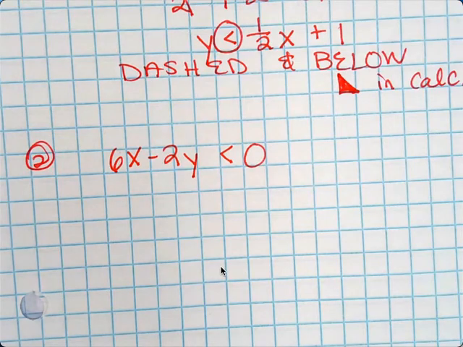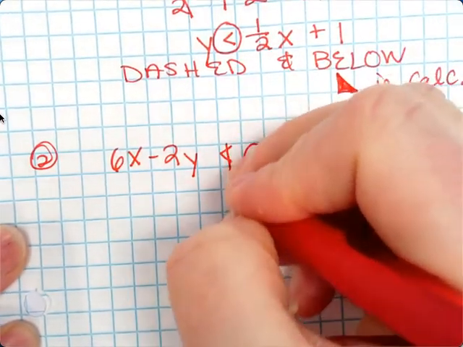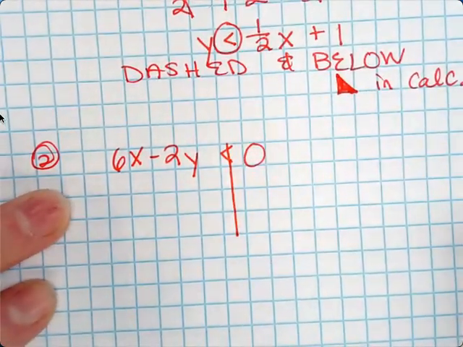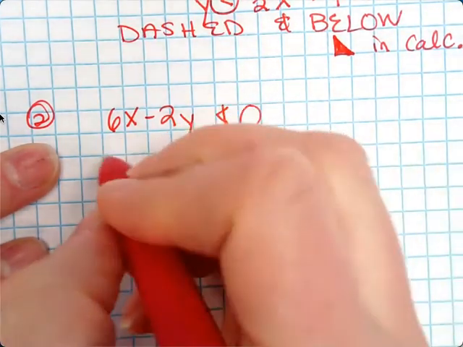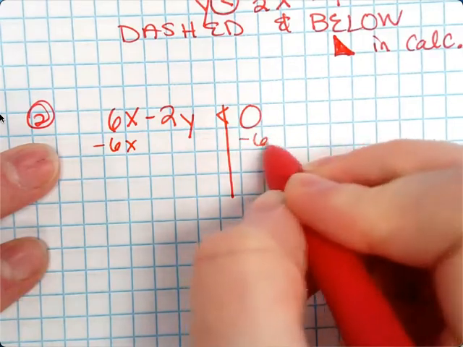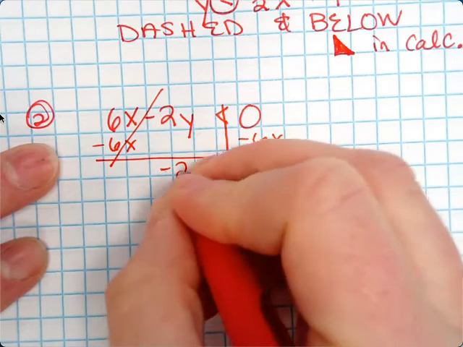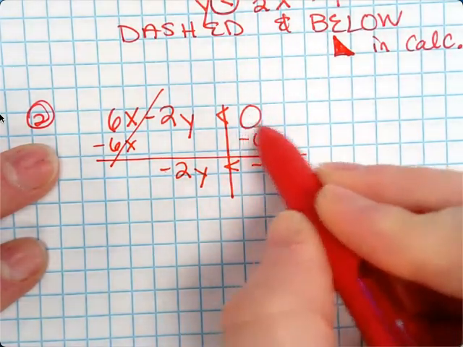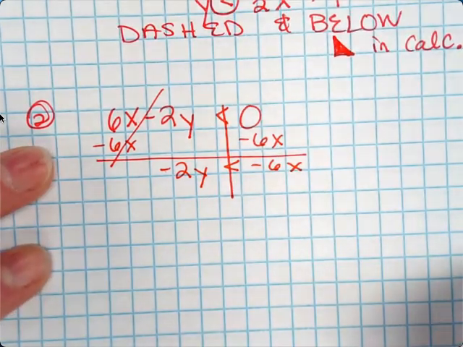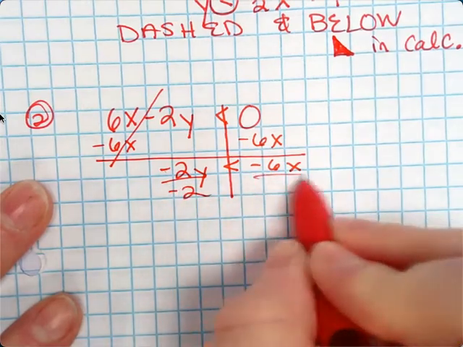And we can't say whether it's going to be shaded above or below until we have solved it for y. Okay? So we need to say y equals. So we need to subtract the 6x on both sides. And so we get negative 2y is less than negative 6x. Nothing happens to 0. So then we just divide by a negative 2.